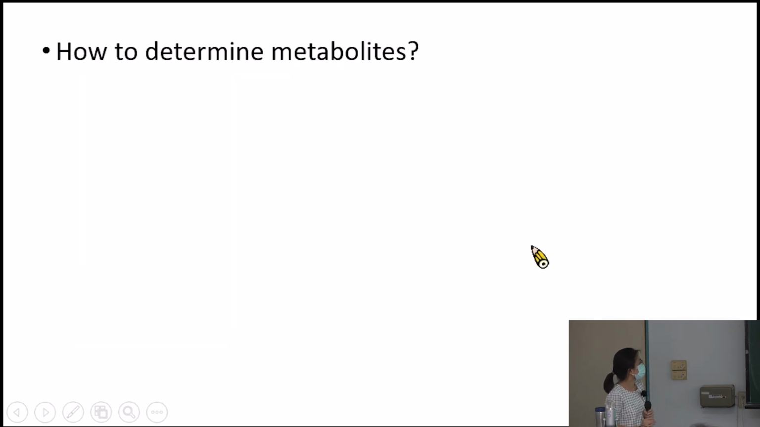Okay. So we already know how important metabolomics and determining metabolites are. For the next part, we want to understand how to determine metabolites. Does anyone have any idea how to determine metabolites?